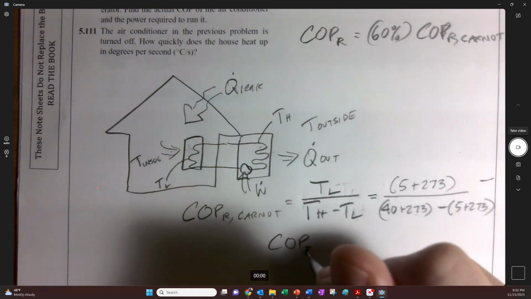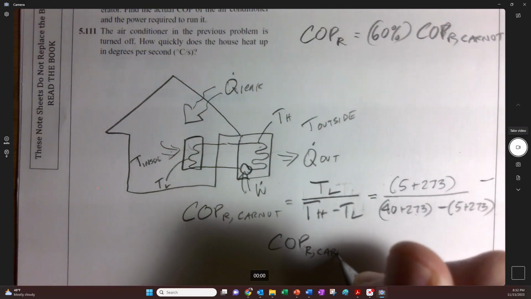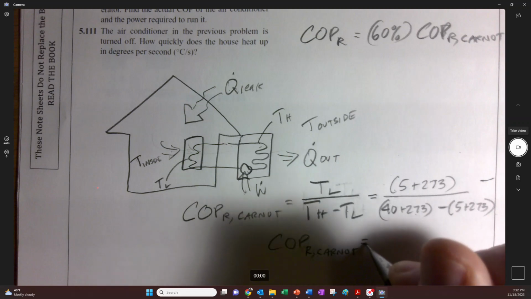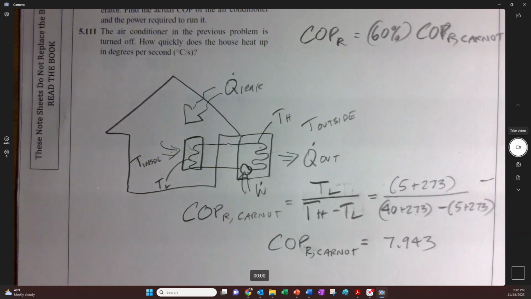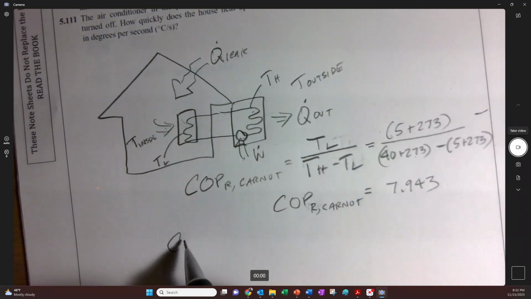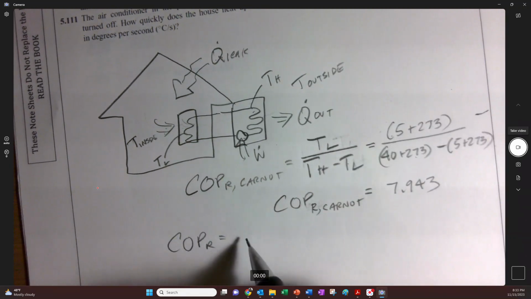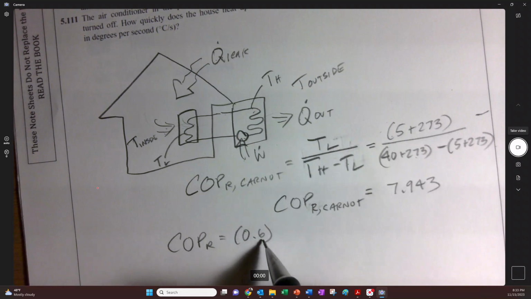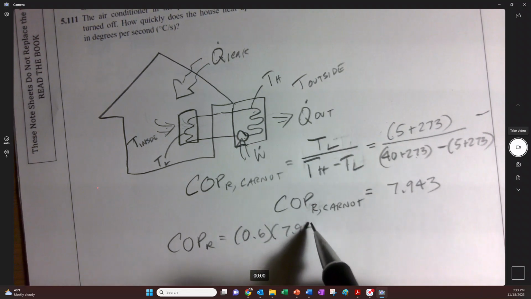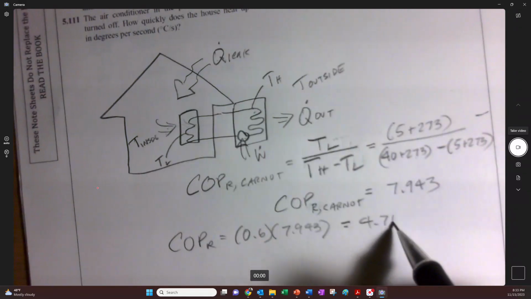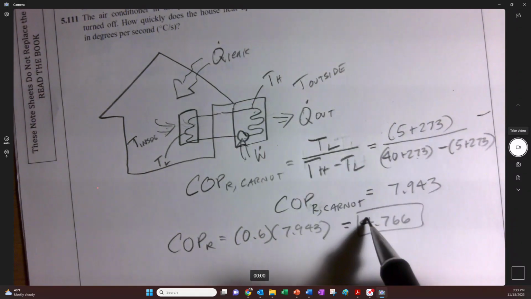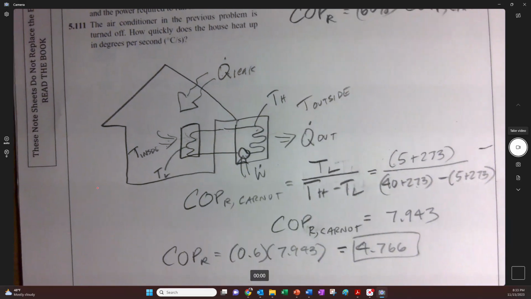R Carnot is going to be equal to 7.943. Okay, so the real one, we are told, is 60% of that. 60% of 7.943 is now going to be equal to 4.766, which is one of the answers, so I'm going to box it right there.